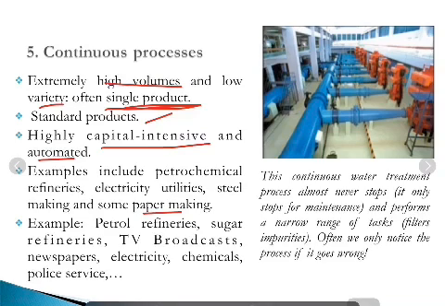Petrol refineries, for example, sugar refineries, TV broadcasts, newspapers, electricity, chemicals. Continuous processes must run continuously. For example, if you see the picture, this continuous water treatment process almost never stops. It only stops for maintenance and performs a narrow range of tasks, filtering. Often we only notice the process if it goes wrong. Such a type of process we also call continuous process. Water supply is part of such a type of production system.